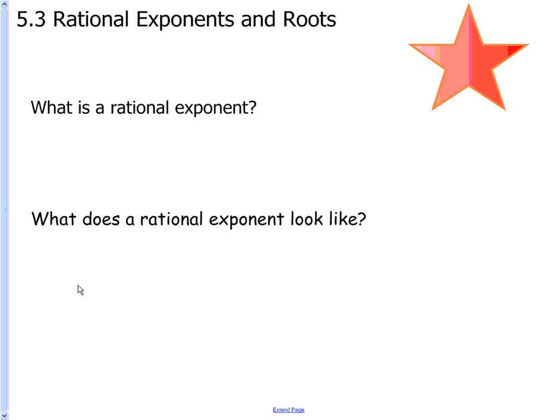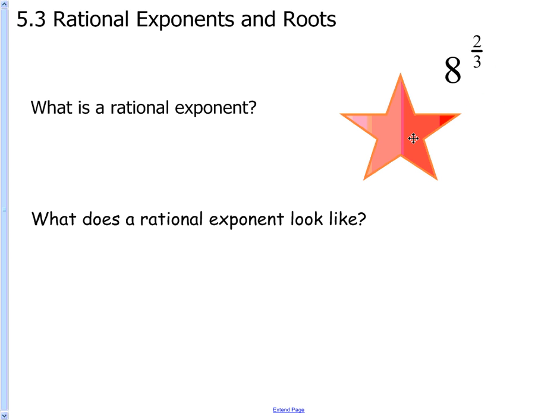Okay, so today we're talking about rational exponents and roots. And what is a rational? Rational numbers can be written as a fraction. Oh, you guys are so smart. And what does a rational exponent look like? Well, that means that a rational number can be written as a fraction. So if it's an exponent, it must be an exponent that's a fraction. So things like 8 to the 2/3 all of a sudden become possible, and you'll be able to do that later.